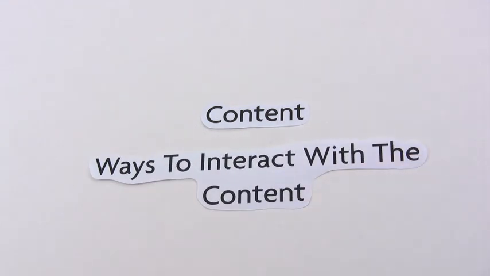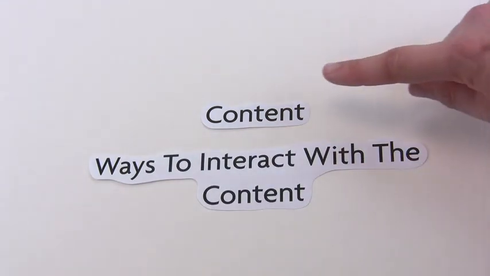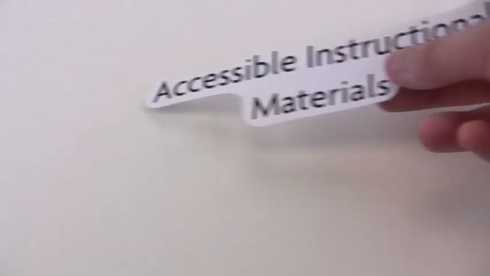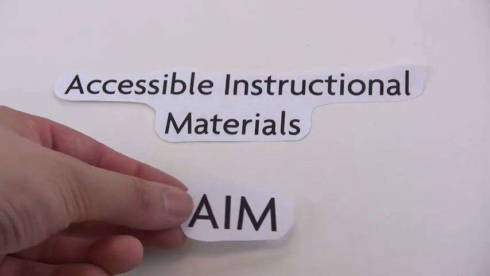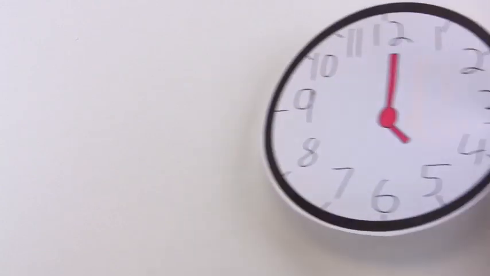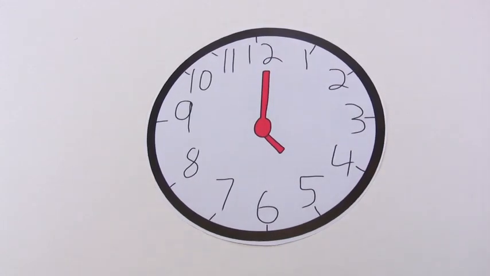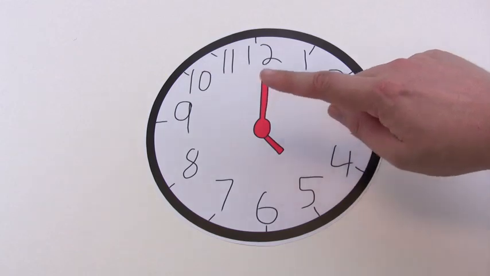We're going to talk about two parts of AIM, the content and a way to interact with the content. First, let's talk about the content. These types of learning materials are called Accessible Instructional Materials, or AIM. If elementary and secondary students with disabilities need AIM, then schools are required to provide these in a timely manner.